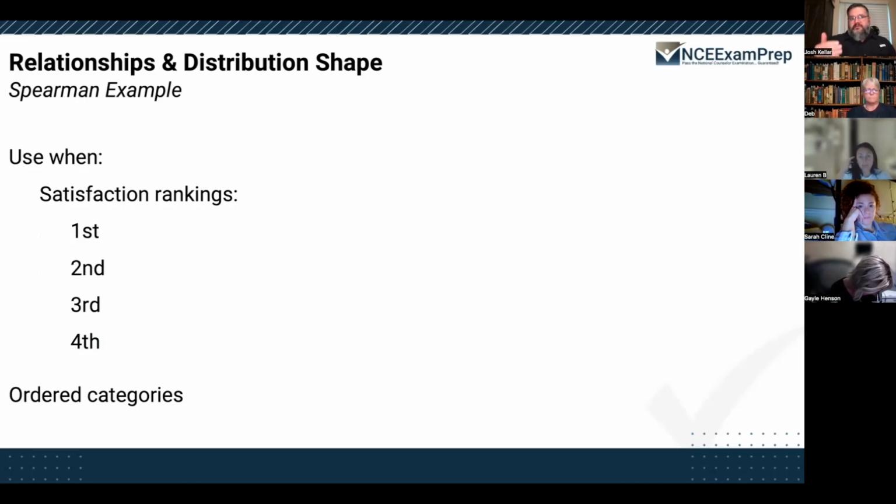It's going to be different. First, the difference between first and second could be minutes, and the difference between second and third could be seconds, right? First place finished the race in 5 minutes. Second place finished the race in 6 minutes. Third place finished the race in 6 minutes, 5 seconds. So ordered categories don't have a specific interval. And that's when we would use the Spearman rho correlation type.